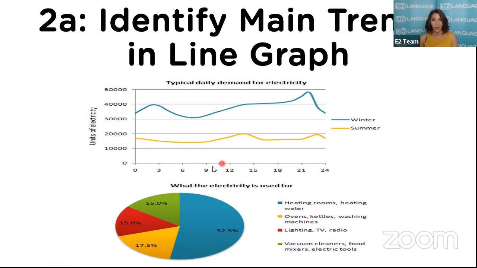Okay. Now we want to move on to the next part, part 2, which is writing our general overview. Now remember, we want to first look at the line graph, and then we're going to look at the pie chart. So we're going to separate them so that we don't get confused. So firstly, identify the main trends in the line graph. What is the trend here? I'll give you just 1 minute, just looking at the line graph.